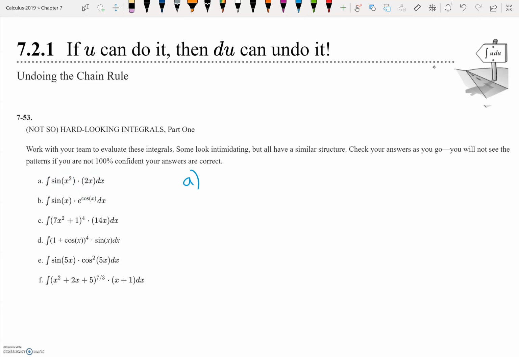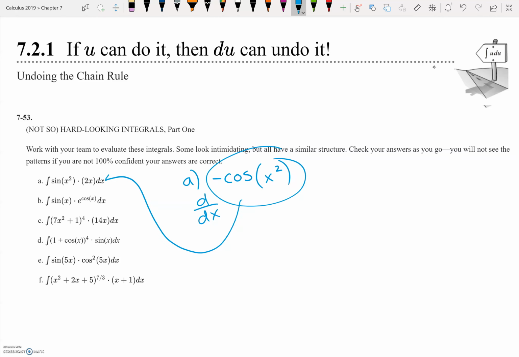If I take the derivative of 2x, it's not going to turn into sine x squared. I know that if I take the derivative of sine x squared, the chain rule of x squared will turn into 2x. Then I need to think about what turns into sine. Well, negative cosine will. So negative cosine of x squared. If I take that derivative, so if I wrote this and I said d/dx, does this turn into this? It does, which means the only thing I'm missing is plus c.